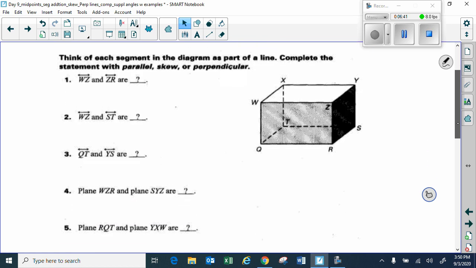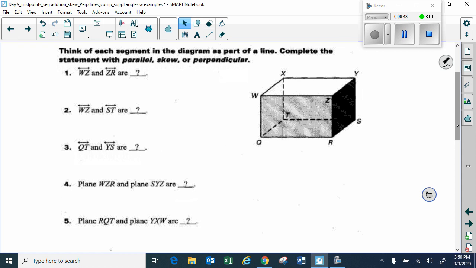Last one right here, last page. I put it in here so you can practice the skew. We talked about skew. Skew, remember, are two lines that do not intersect and are not in the same plane. They can never be in the same plane. Because we know if they're in the same plane, two lines that don't intersect in the same plane are parallel lines. Okay, and then perpendicular, obviously 90 degrees.